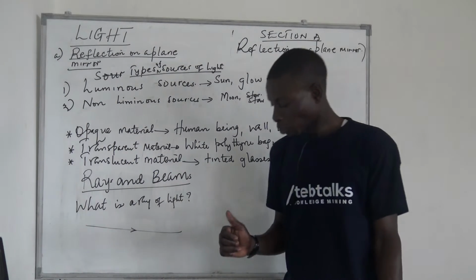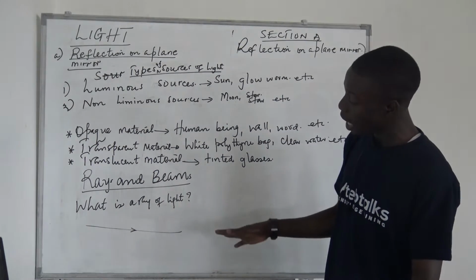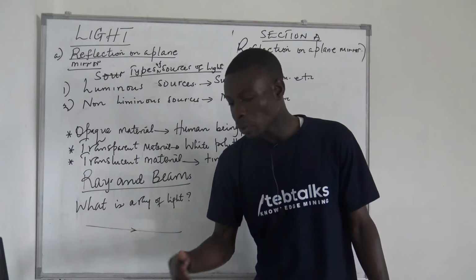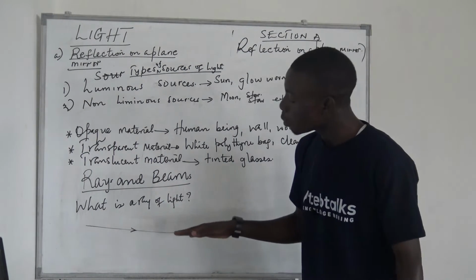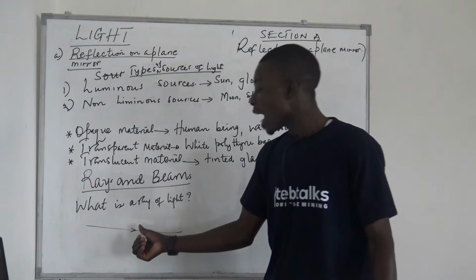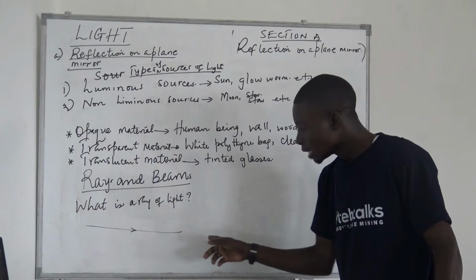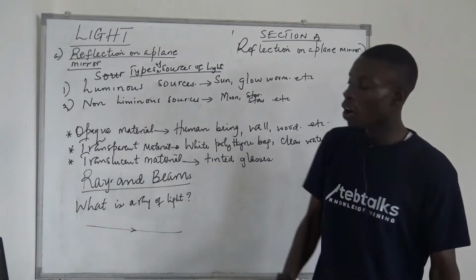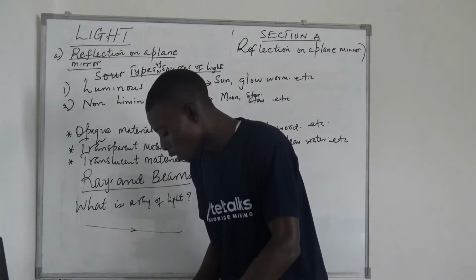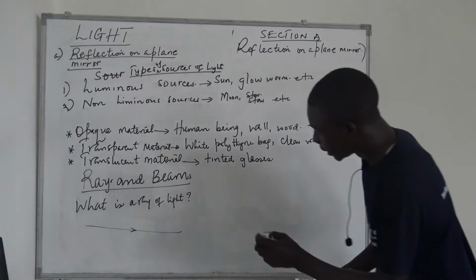Are we together? Good. So we have said a ray is the direction or path taken by light. And if we are to represent it using a drawing, we draw a straight line and then put an arrow like I've done. This is showing that the light was moving in that direction. Failure to put this arrow, that one is no longer a ray of light. Is that okay? Good. That is a ray.